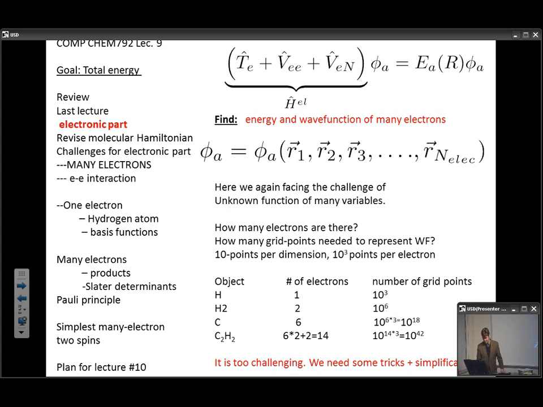It is challenging. So if we take just 2 electrons, the number of grid points will be a million, which is also okay. So the H2 molecule can be computed precisely.